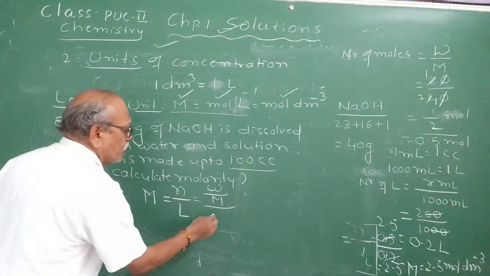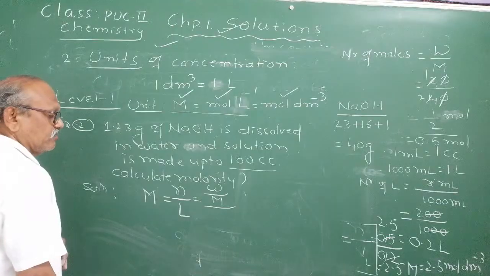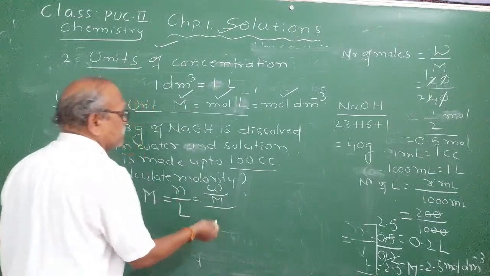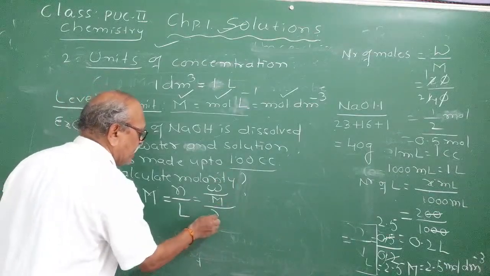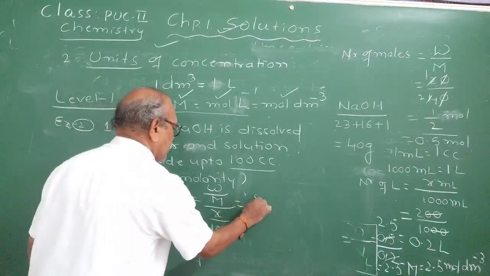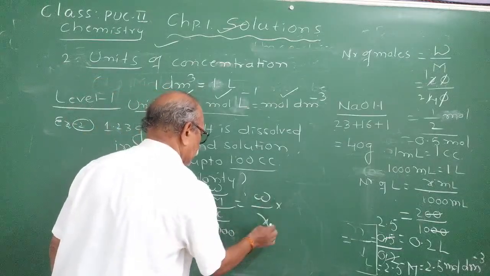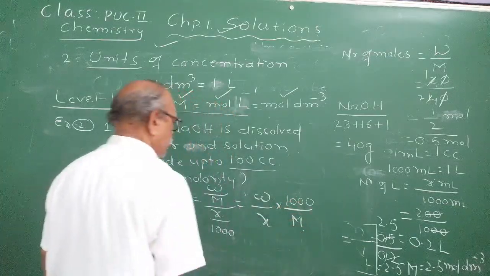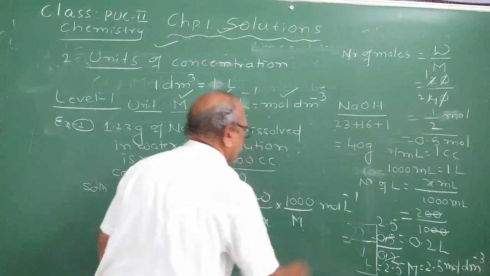Therefore, 1 liter is equal to how many cubic centimeters? First you get n, then you can express the cc in liter. How do you express cc in liter? 100 cc you have taken here. That is x upon 1000. You can have the simplest formula: W divided by x into 1000 upon M, where M means molecular weight, in mole per liter or mole per dm cube.